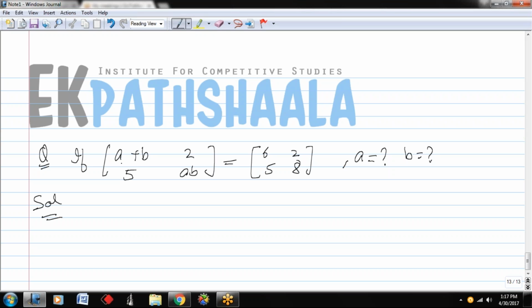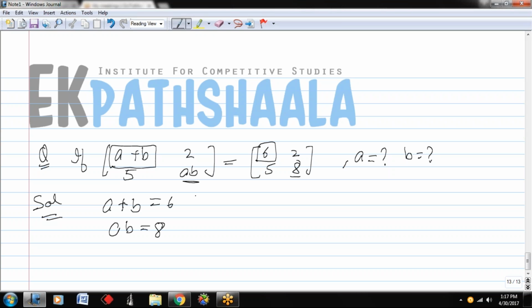Let us find the solution. Now I can see that A plus B is over here and over here it is 6. Therefore A plus B will become 6. Over here it is AB. Therefore AB is 8.